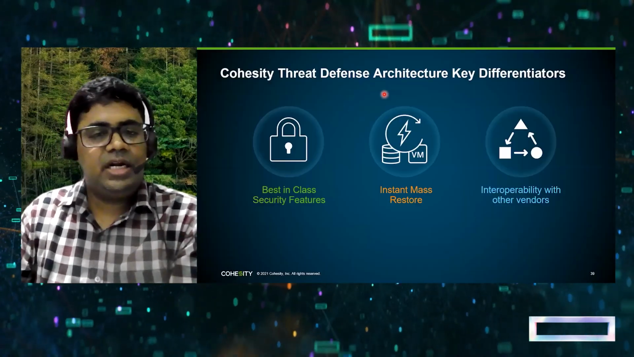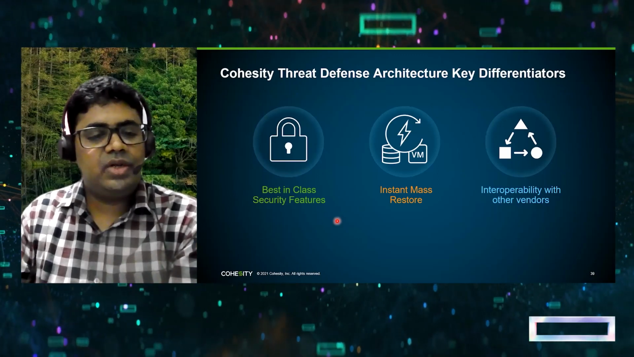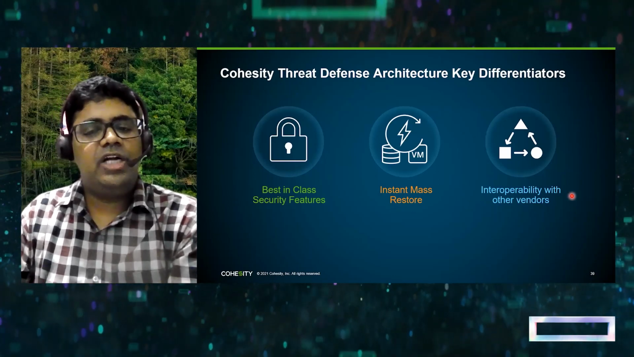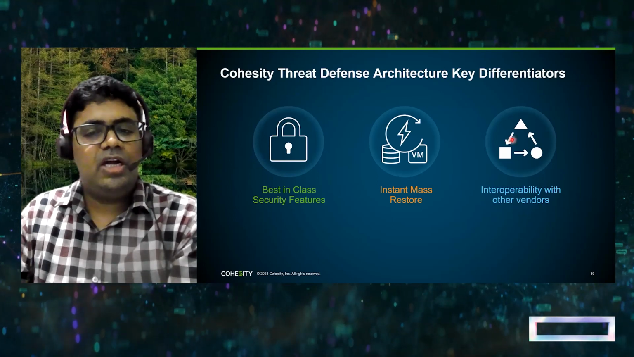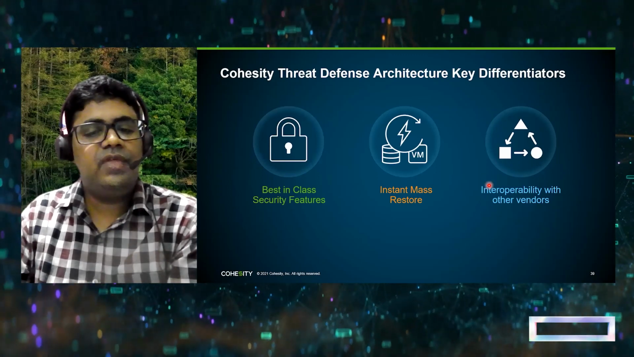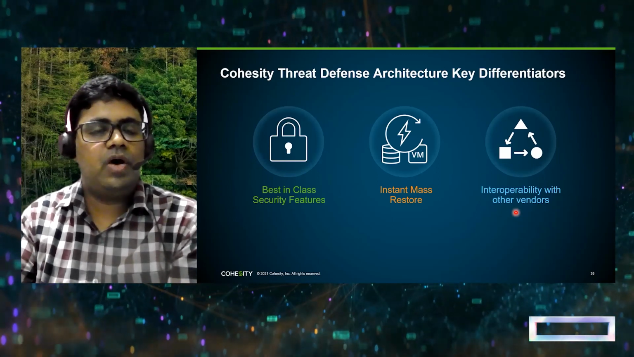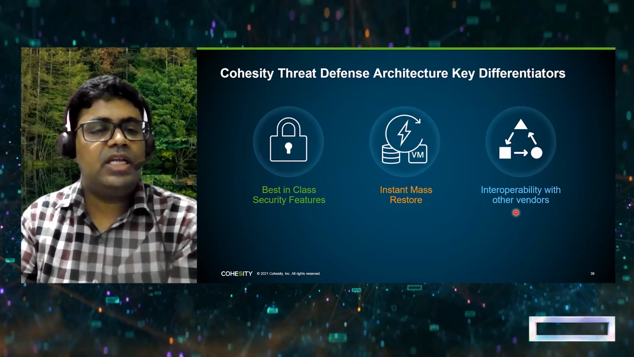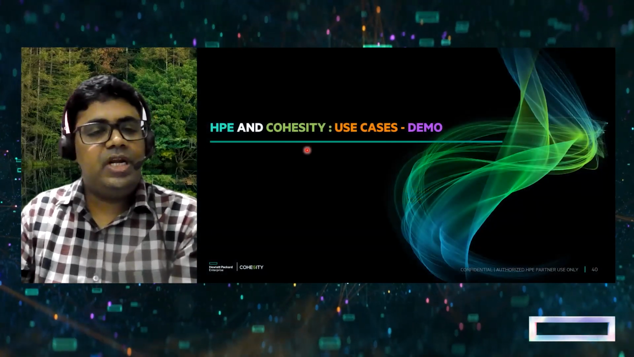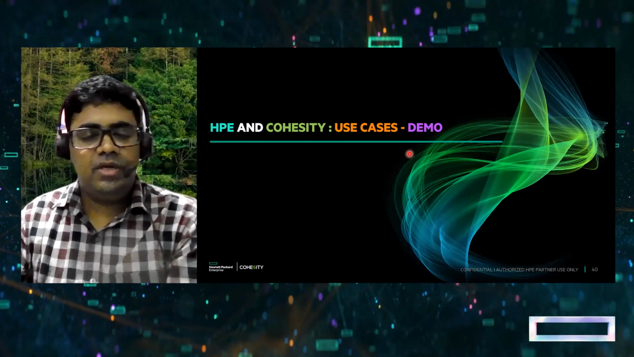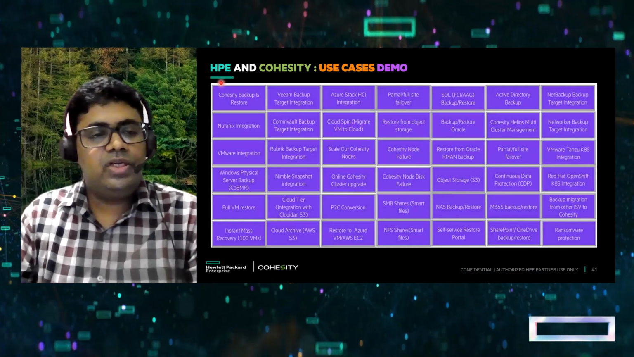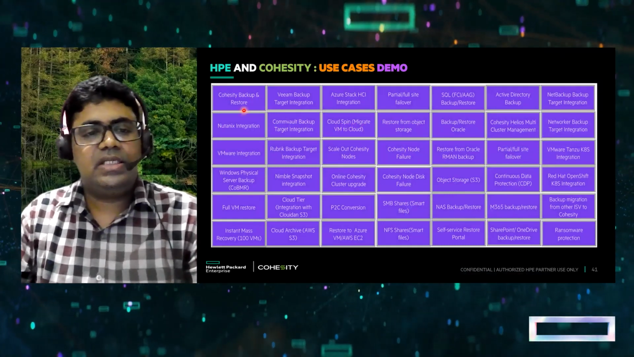And now the Cohesity threat defense architecture's key differences are best-in-class security features, instant mass restore, in short IMR, and interoperability with other vendors. Even if your environment has existing backup software, Cohesity can still integrate with it, like Rubrik, Commvault, Veeam. If you have any existing software, it can be easily integrated with the Cohesity platform. And now the HPE and Cohesity use cases demo. With the joint solutions of HPE and Cohesity, we have 50-plus use cases. Let's start discussing one by one.